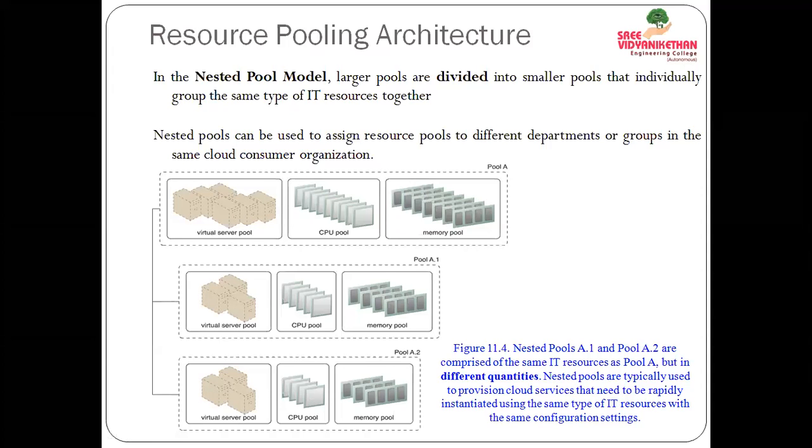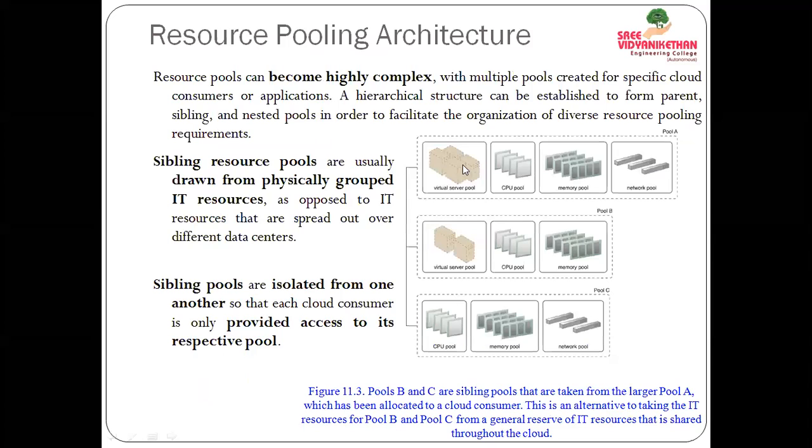See, in the previous example, I will once again repeat. I will take the CPU pool as an example. Here you could see 4 CPU pools. In both the siblings, you could come across the same quantity of CPU pools. That means 4 CPU pools in pool B, 4 CPU pools in pool C as well. Similarly, memory pools also of the same size. But for pool B, you could see that the virtual servers are less. That's not a problem.